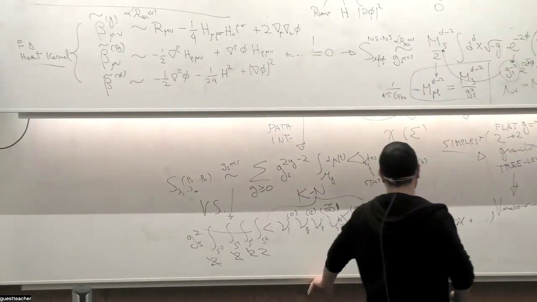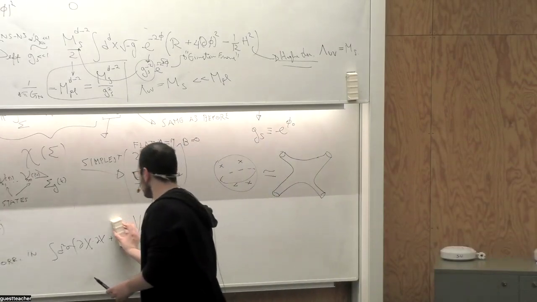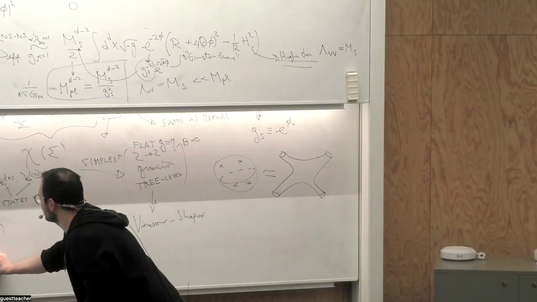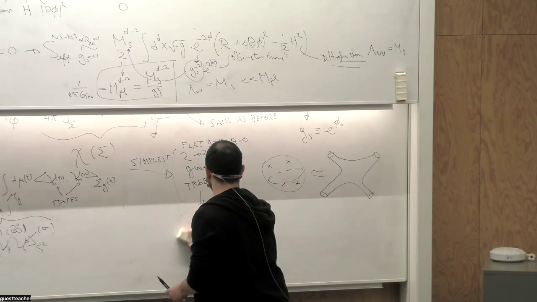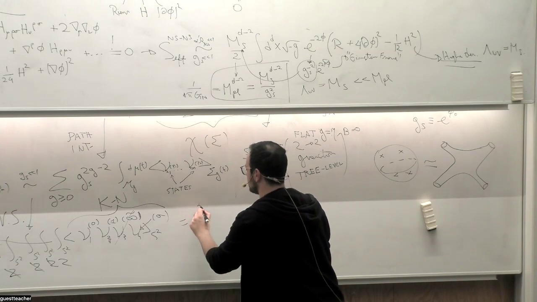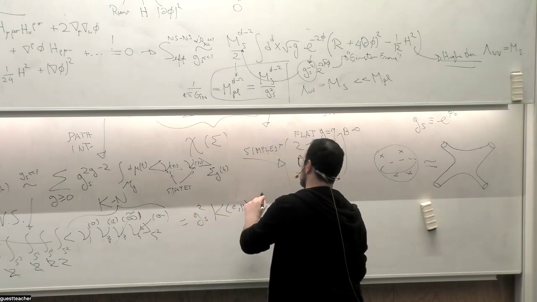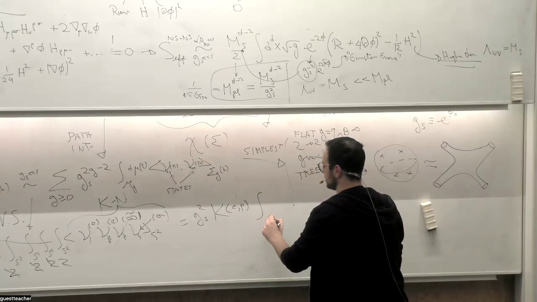So in the end, what you get is an integral, well, g_s squared, kinematic prefactor, then integral over our worldsheet.